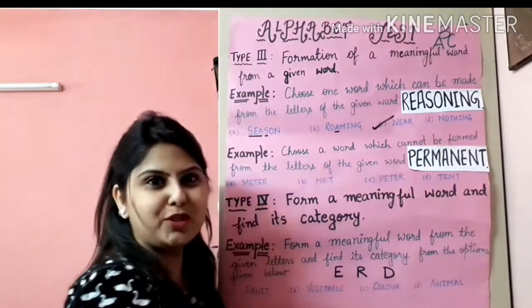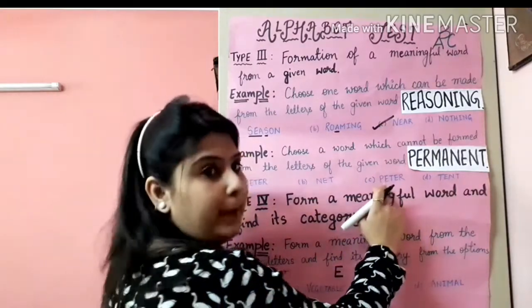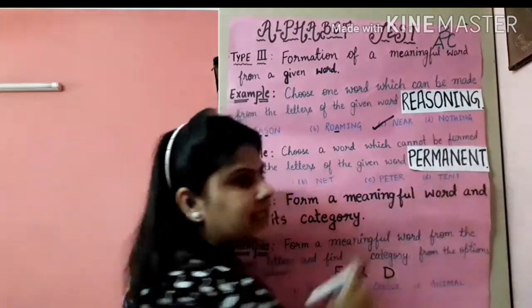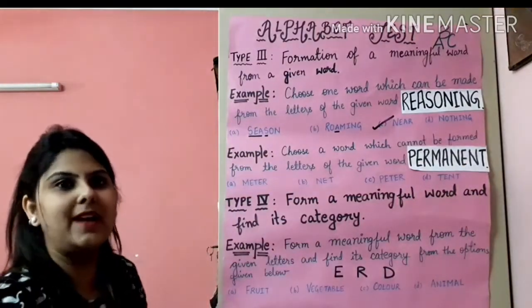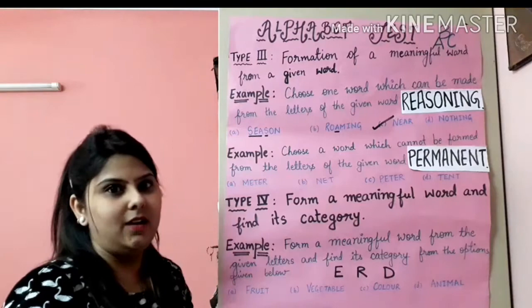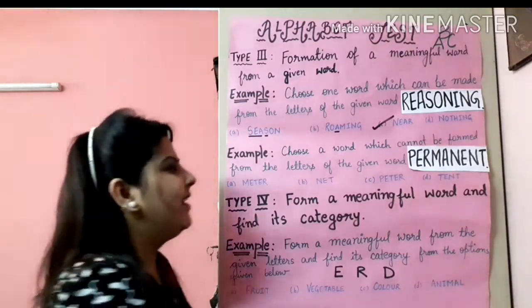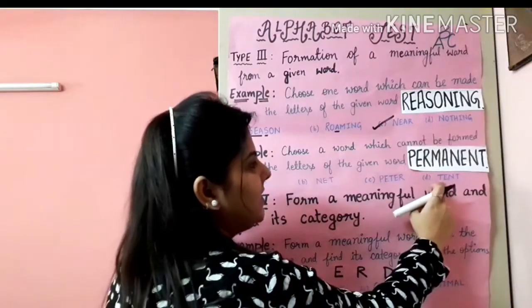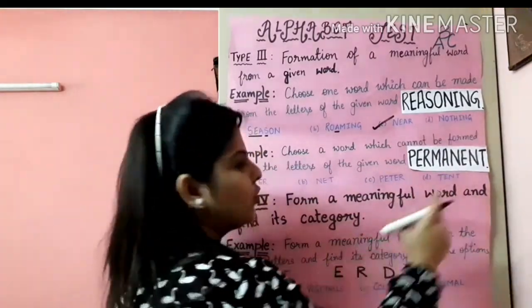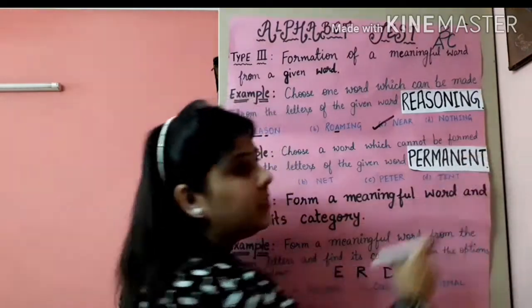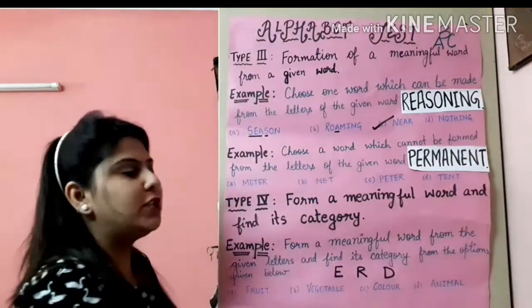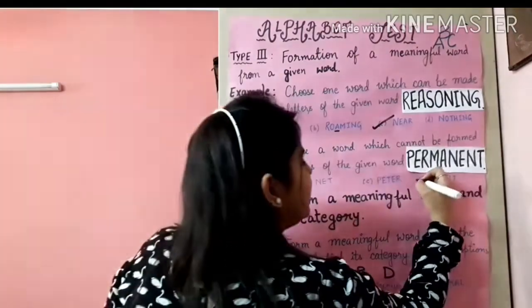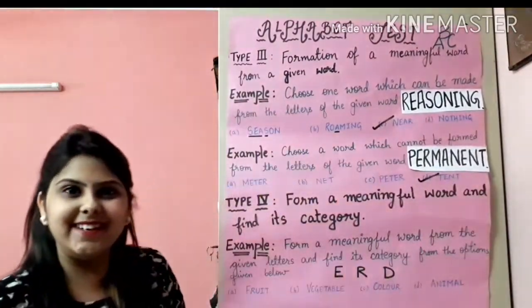Now moving on to option C, that is Peter. P-E-T-E-R. All these letters are available in the word permanent. So I can form this as well, so this is also not the one. Now moving on to option D, that is tent. T-E-N-T. So it is T-E-N, but the T is repeated. So which word cannot be formed? Tent cannot be formed. So option D is the correct answer.